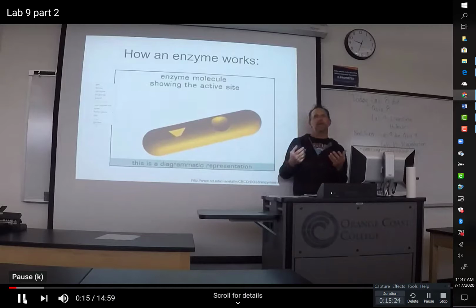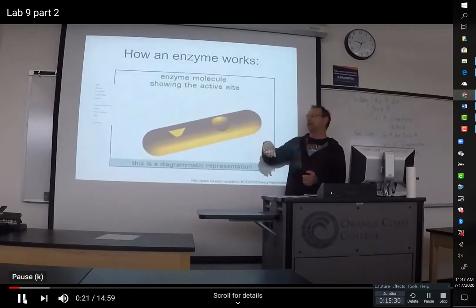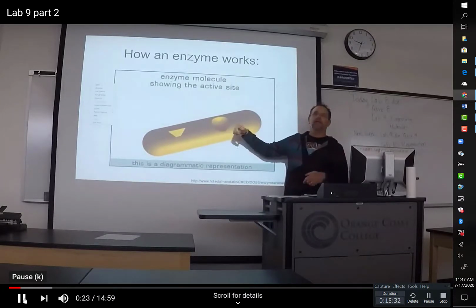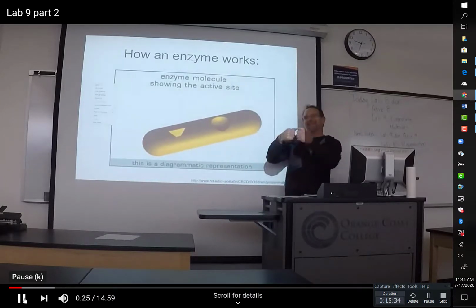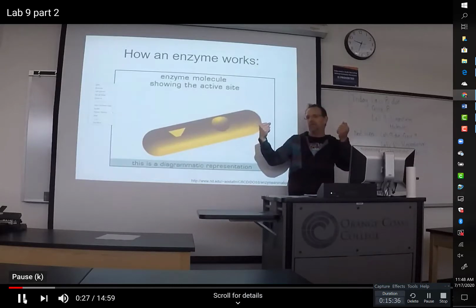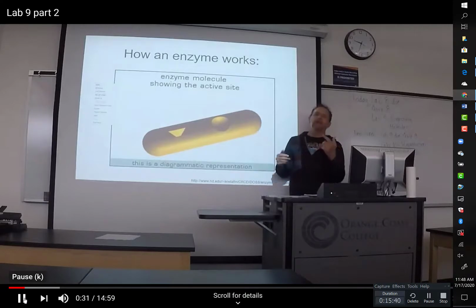So the substrate is the molecule that is going to undergo a chemical reaction. And as the substrate comes in, it will bind to the active site, the reaction will take place. In this case, the substrate is going to break apart into two molecules, and then it's going to be released again. Enzymes don't get used up in a chemical reaction. They can be used over and over and over and over again.